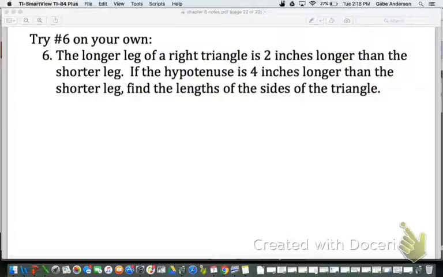A right triangle is 2 inches longer than the shorter leg. The hypotenuse is 4 inches longer than the shorter leg. Find the length of the sides of the triangle. This is really the same question with different numbers. So give it a shot. You can use number 5 as kind of a reference. Try this one with a partner. Compare your answers.